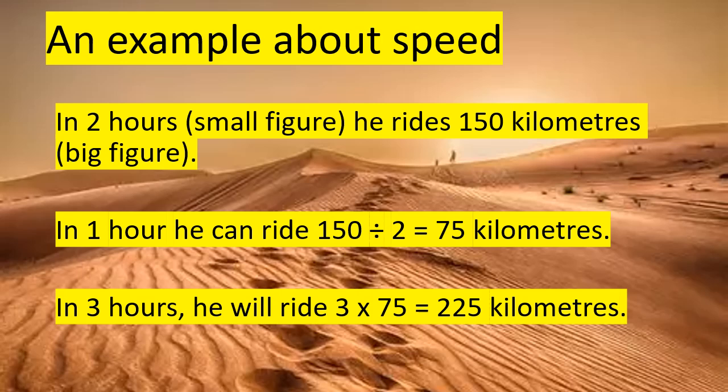So in 2 hours, the small figure, he rides 150 kilometers, the big figure. In 1 hour, he can ride 150 divided by 2 equals 75 kilometers. So in 3 hours, he will ride 3 times 75 equals 225 kilometers.